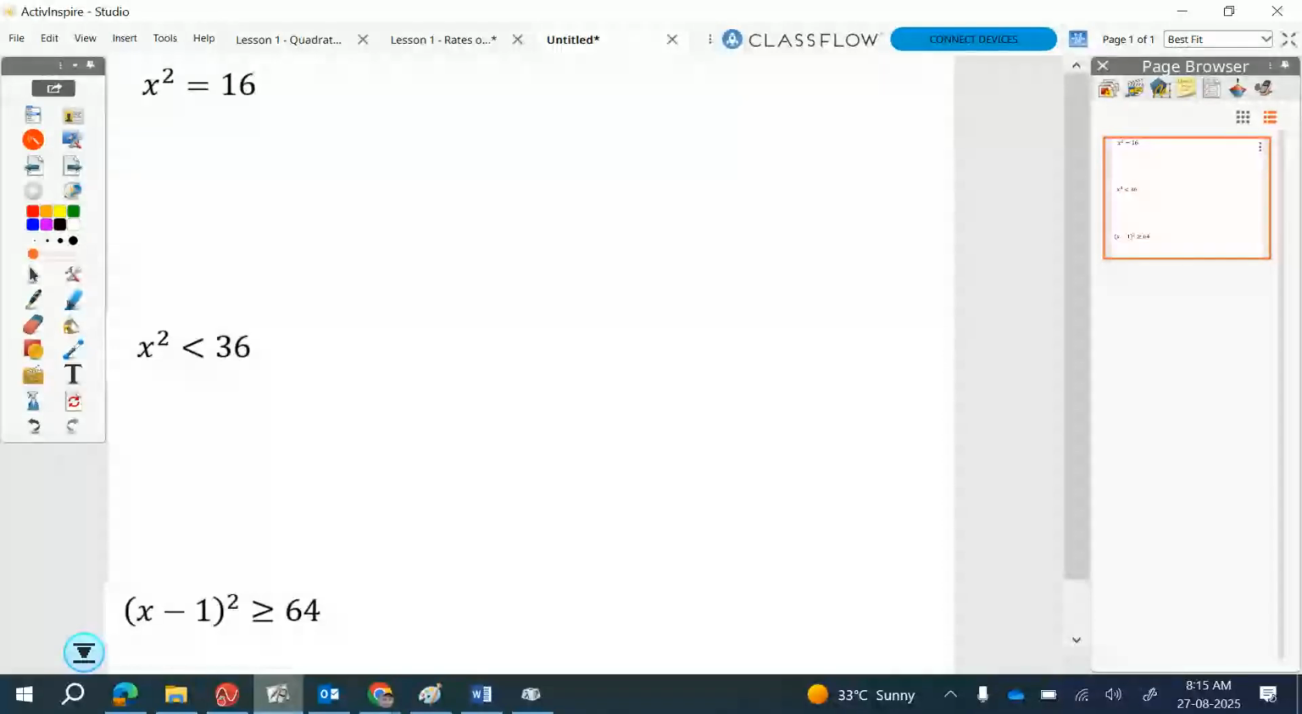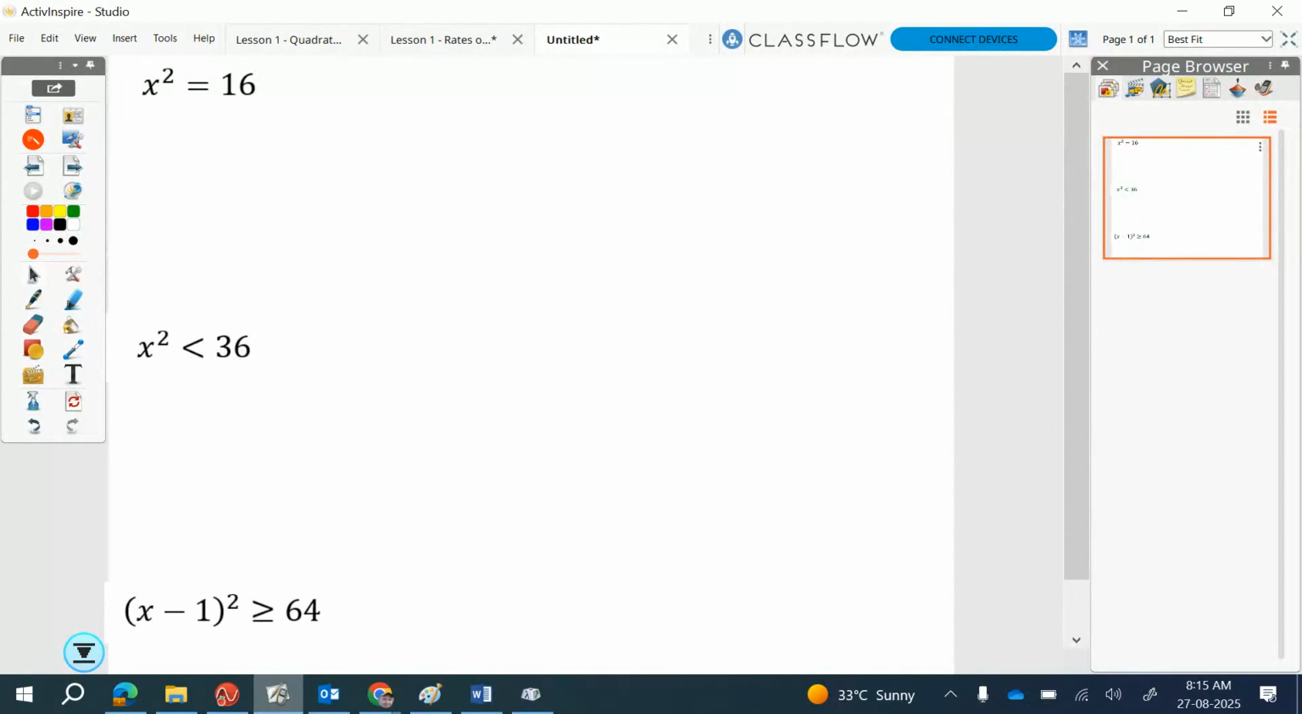Okay, I'm going to give a little bit of help with the homework questions for lesson 1. Some people are having a little bit of difficulty using the square root operation in quadratic inequalities. So let's have a little look at what we're talking about.